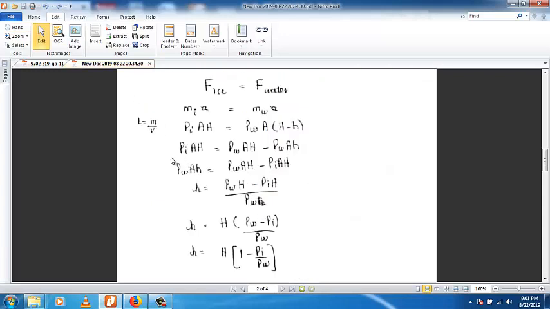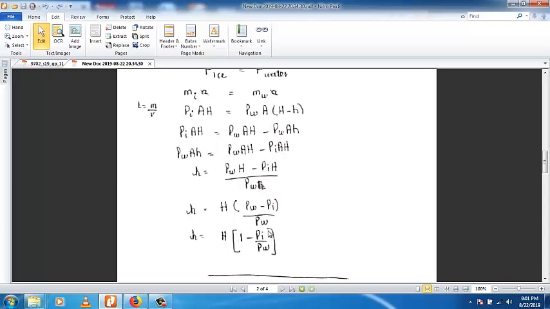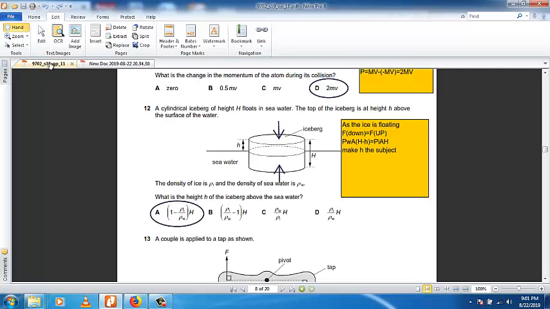So you just have to make h, the smaller h, the subject of the whole equation. So we can see that h becomes 1 minus pi over pw. So it's A, 12A, it's the relevant answer.